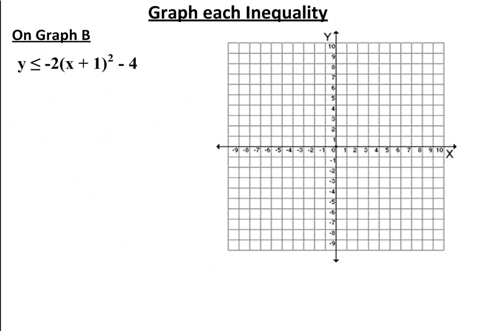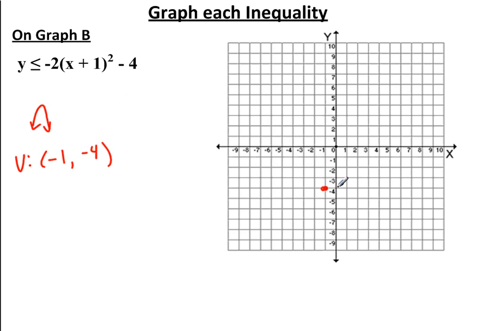Let's look at our second example. This one happens to be in vertex form. So I know it faces down because of the -2. And my vertex, I can just look at this and take the opposite of what's inside, because that's my h value, which is -1, and then my k value is -4. So I'm going to go -1, -4.